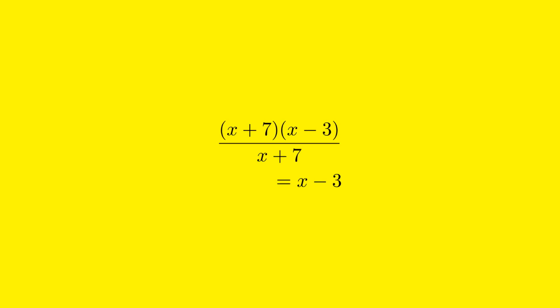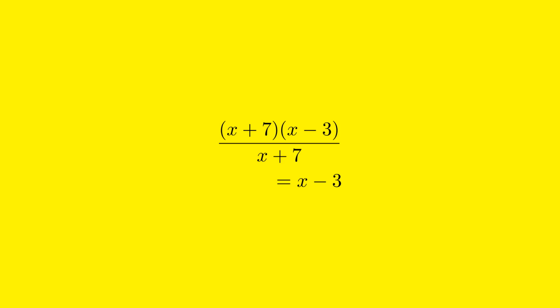Step 2. Now that we have factored the numerator, our rational expression is x plus 7 times x minus 3 divided by x plus 7. To simplify this expression further, we observe that x plus 7 is a common factor in both the numerator and the denominator. Because x plus 7 appears in both, we can divide both parts by x plus 7. This effectively cancels out the common factor of x plus 7 from the numerator and the denominator. So, we are left with x minus 3.